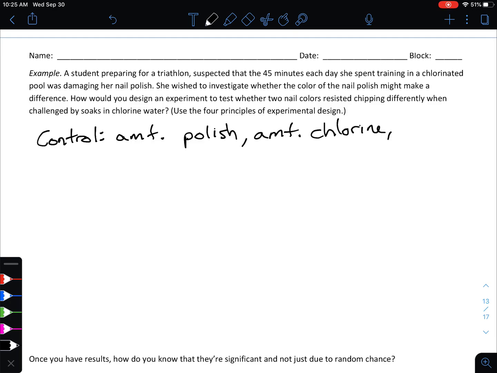Some other things that you might want to consider is the amount of time that you spend soaking, making sure that that's the same. You might also want to keep in mind that they are different nail colors. You probably want to use the same brand, and so on and so forth. Lots of different things that you can probably think of as far as wanting to control in order to make this experiment work. So let's talk about randomize.